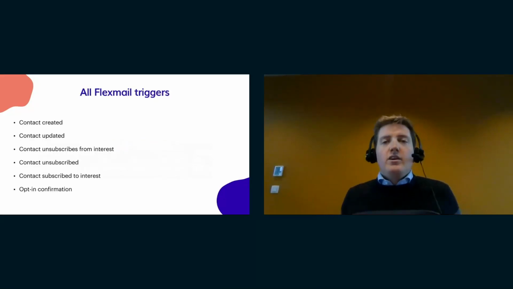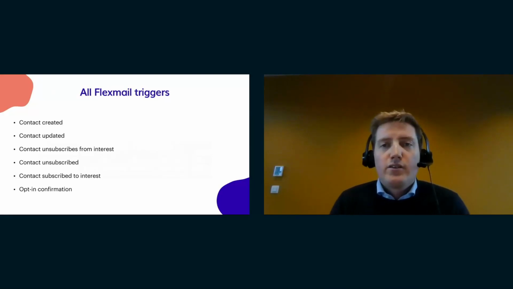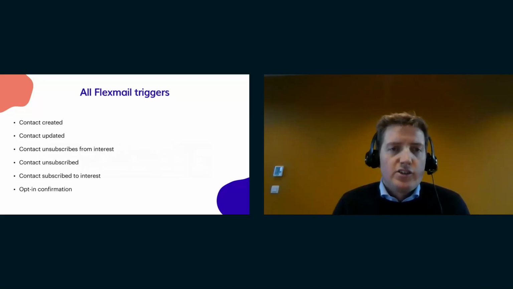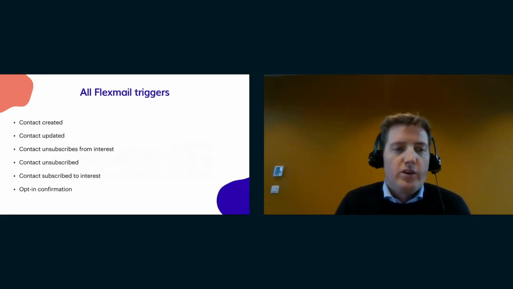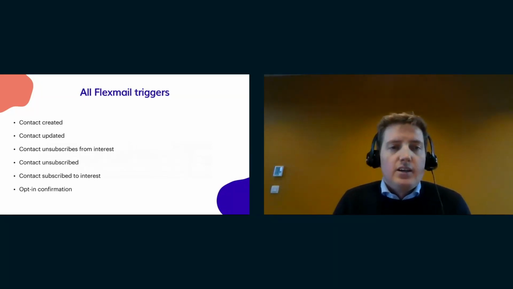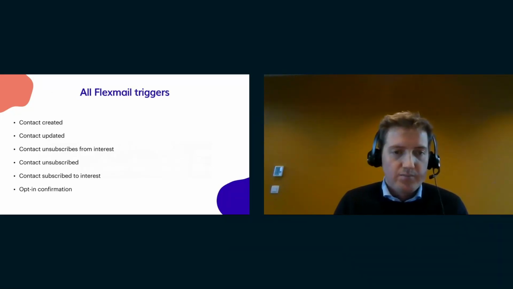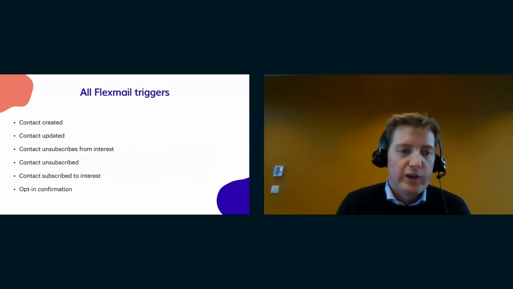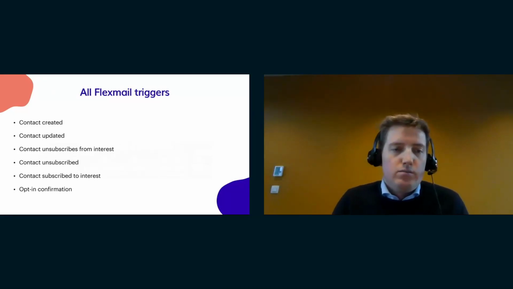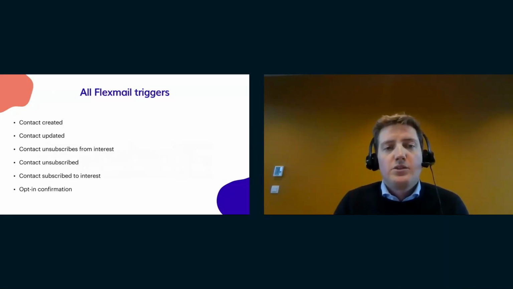So the triggers, the events that Zapier is looking for to trigger a Zap in Flexmail, are: contact created, which is when a new contact is added to Flexmail. Contact updated is when a contact is edited. Contact unsubscribes from an interest. Well, that speaks for itself. Or contact is unsubscribed from your mailing list. A contact subscribed to an interest, the opposite of unsubscribed from an interest.